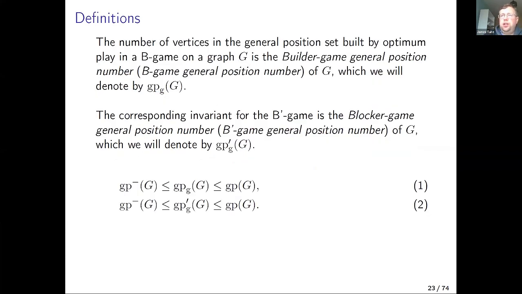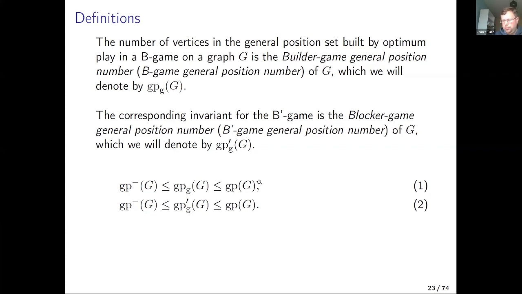Well, one thing I have not specified here, and we'll speak more about this later, is who starts the game. If Builder starts the game, then we call that the game general position number, denoted by gp_g(G). If Blocker starts the game, we call that the B-dash game, and then include a dash in this gp_g. Now, both of these sizes of sets, gp_g and gp_g dash, that's the number of vertices in the resulting set under optimal play.